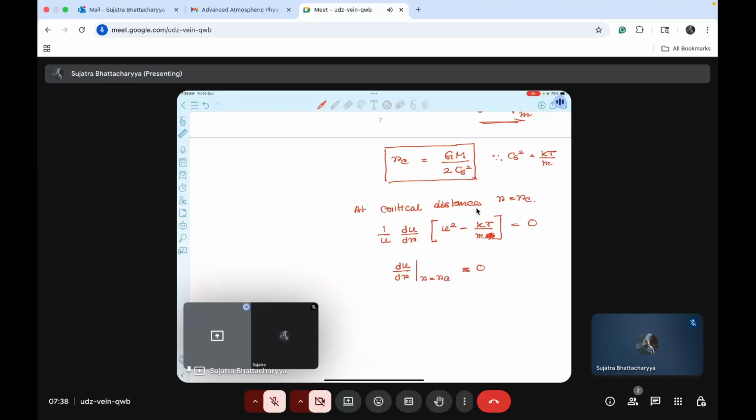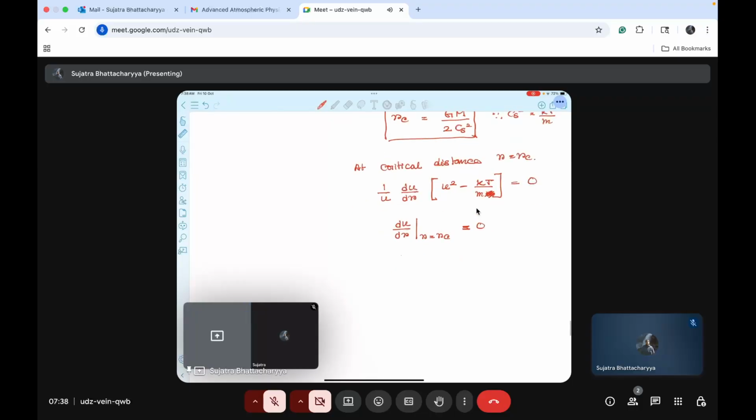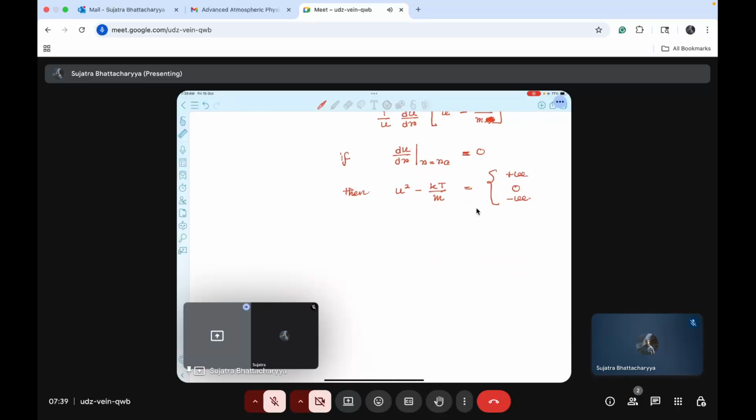So either you assume this is equal to 0, or you assume that du/dr at r equal to rc is equal to 0, then this can be three things, either positive or 0 or negative. Okay. So if we consider that du/dr is equal to 0 at r equal to rc, then U square minus kT by m can be any of the three things. So there are a couple of cases.